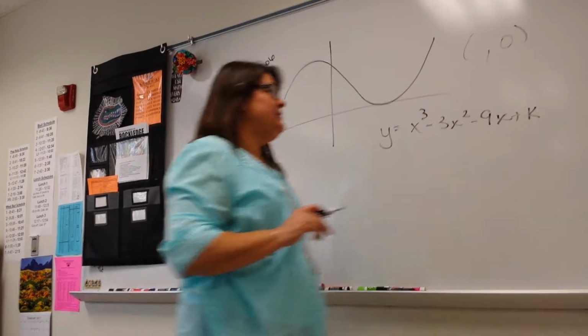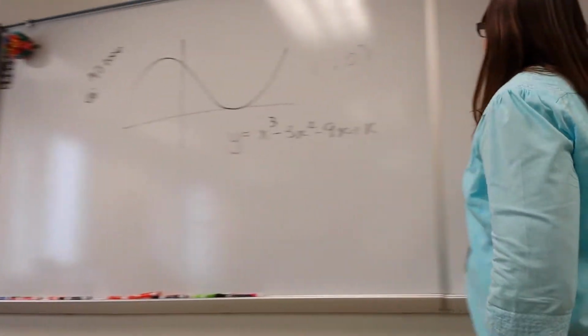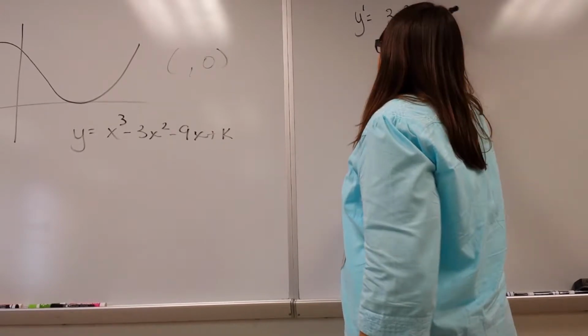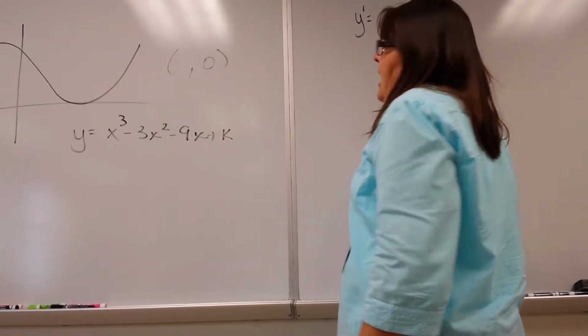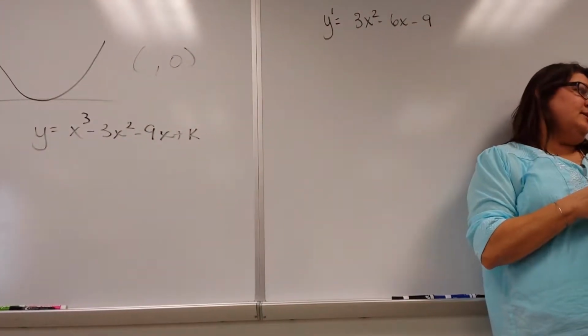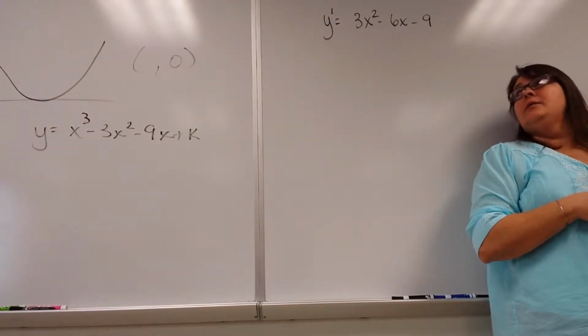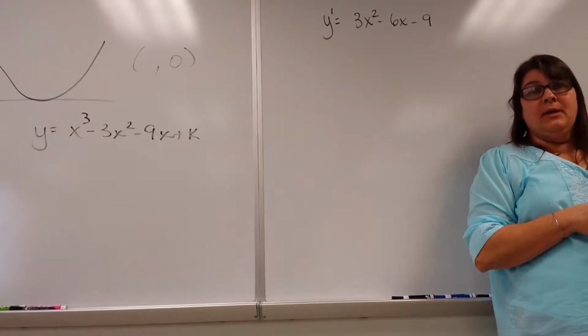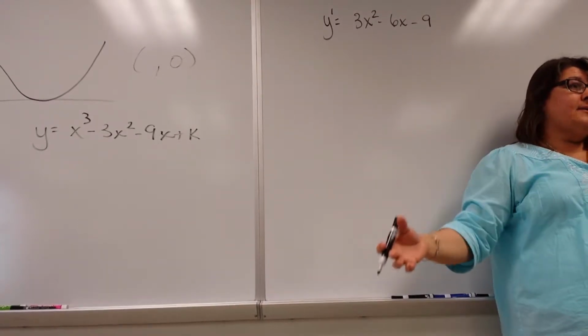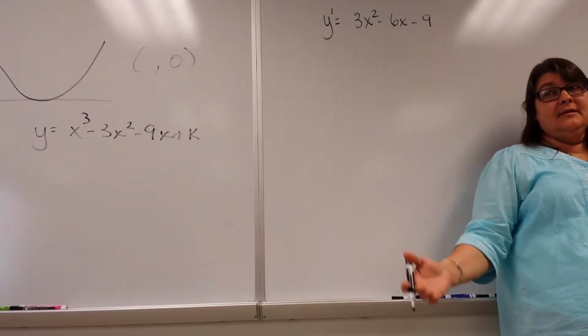Okay, so how do we go about doing it? Well, we take the first derivative. We find y prime. So y prime in this case is 3x squared minus 6x minus 9. K is a constant, so therefore its derivative is 0. It's going away, okay? So now I have this trinomial, and by the rules of trying to find a max and min, set this to 0.